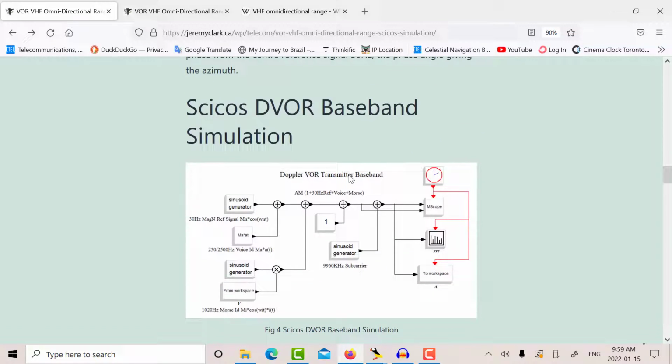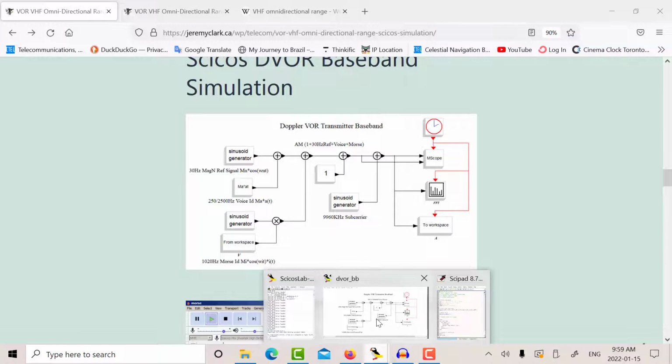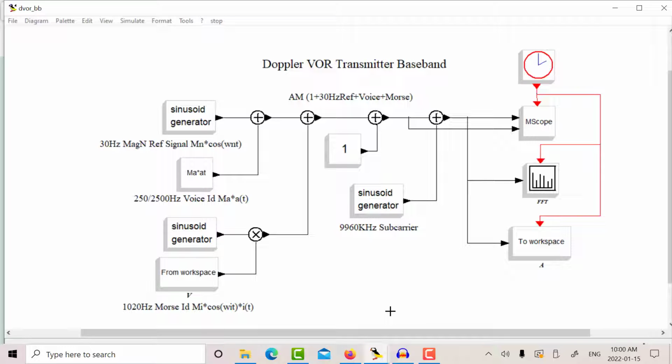So let's look at the baseband simulation, what's in there. So I'm going to go to Scicos here. So there's my baseband simulator. Now we've got three identity signals here. The first one here is simply a sine wave at 30 hertz, and that's magnetic north. Now to that, we add a voice ID. So in the particular case of YYZ, there is no voice ID, but if you had a voice signal, you'd filter it from 250 to 2500 hertz. It's kind of like a sideband signal, voice bandwidth, and you'd insert that there, but in our case, we don't have one, so that's zero.